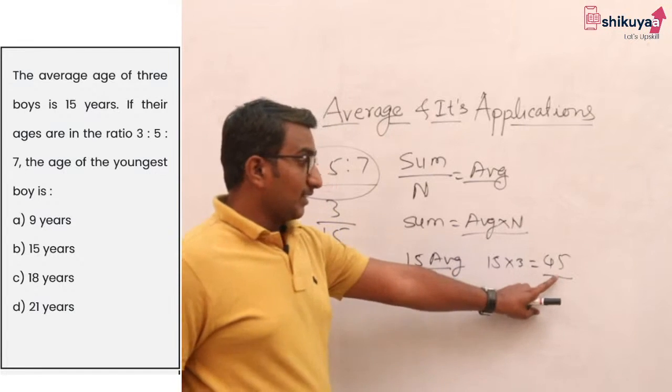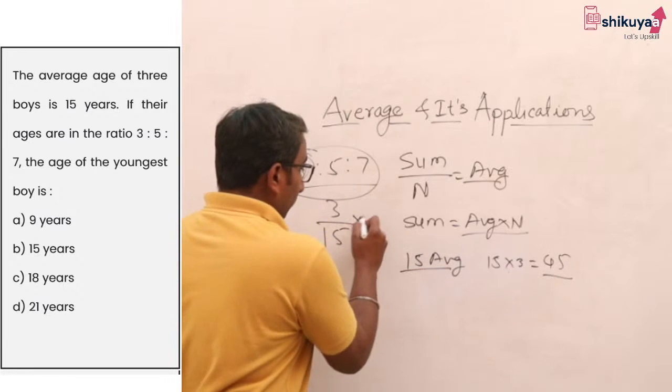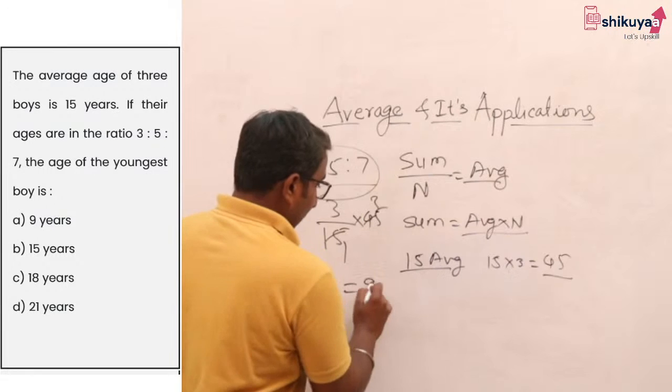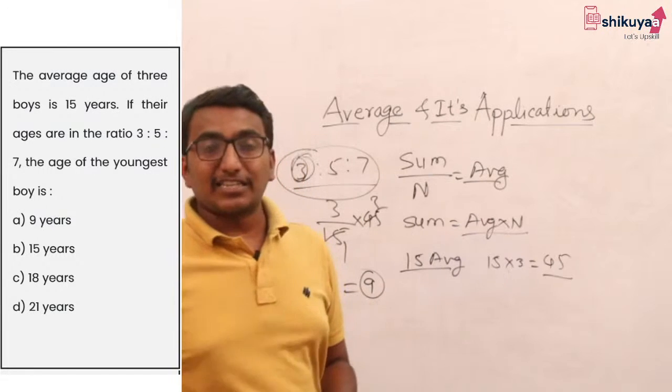So here the sum is 45. Out of 45, what could be the share? 15 ones are 15, 15 threes are 45, so 3 threes are 9. So as simple as that.